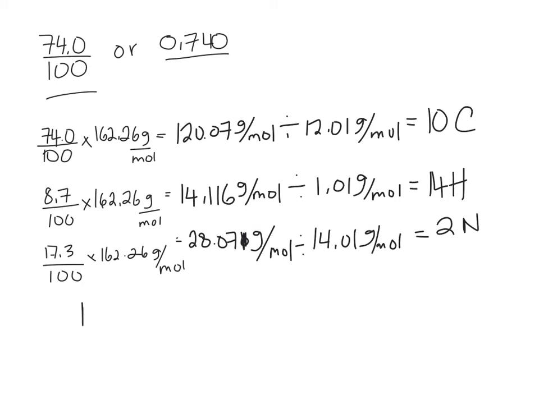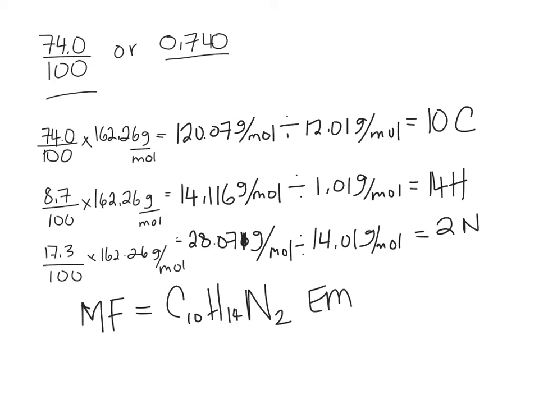So our molecular formula is C10H14N2. Reduce that and you've got your empirical formula, C5H7N.